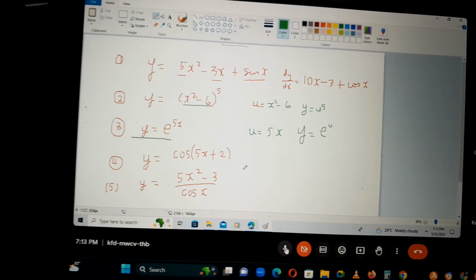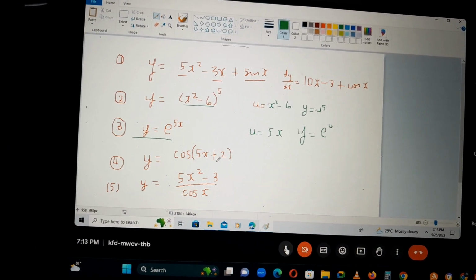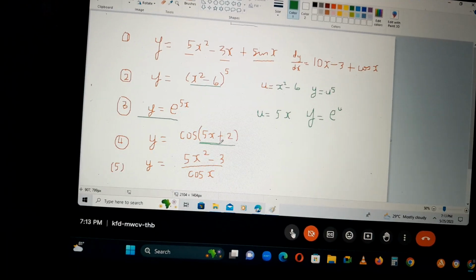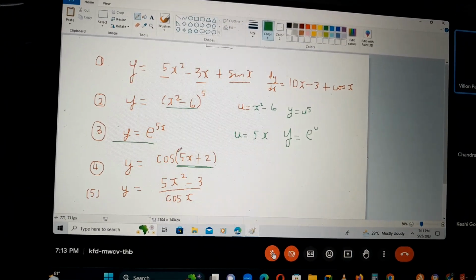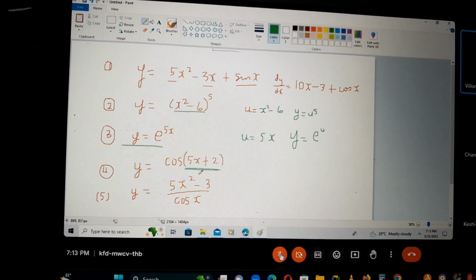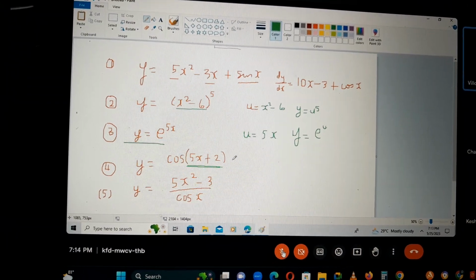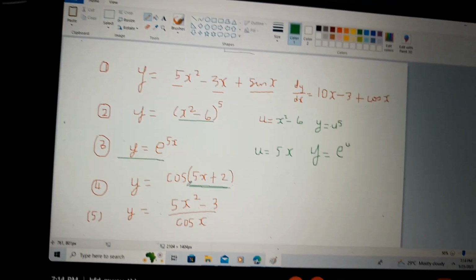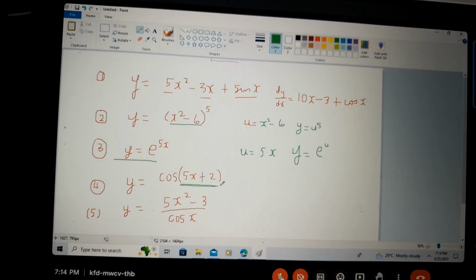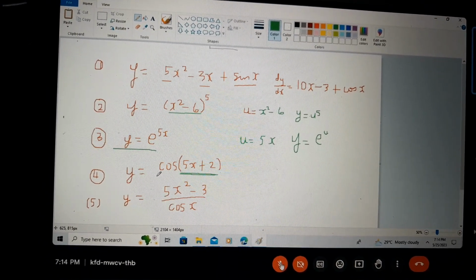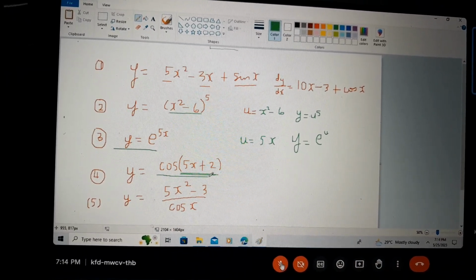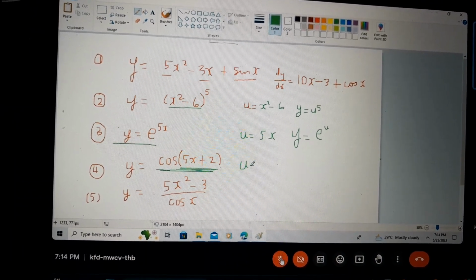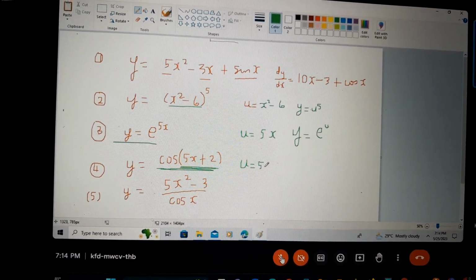But what about the fourth one? I'm thinking that's a product rule. Product? Not sure, sir. Alright, so you have to get cos of something, right? So it can't just be cos times something. It has to be cos of something. So in this case, it's cos of 5x plus 2. So it's one function, and this one function is a composite function. So in this case, u would be equal to 5x plus 2.